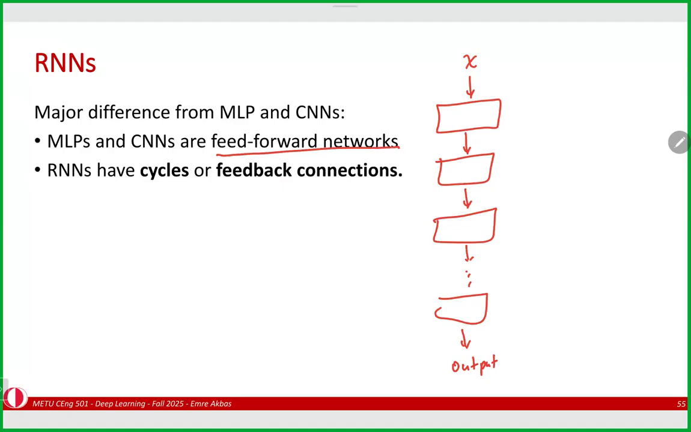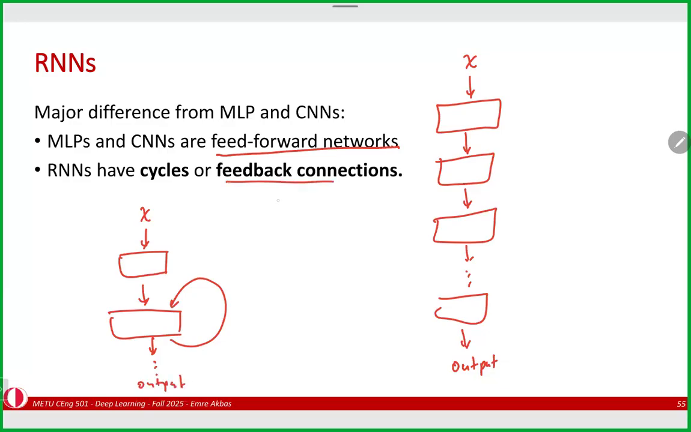RNNs, on the other hand, you have an input, you have a computational block, another computational block, and maybe the output of this is fed back as input to this, and so on. And this is feedback connections. So this is the fundamental difference. RNNs have cycles or feedback connections, but MLPs and CNNs don't have them. They are feed-forward networks.